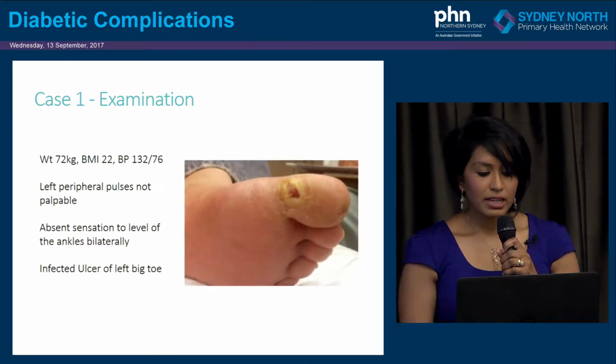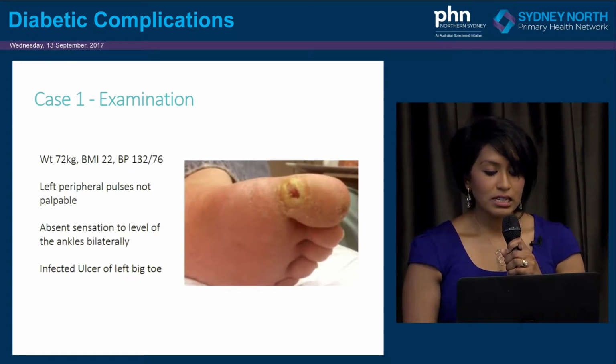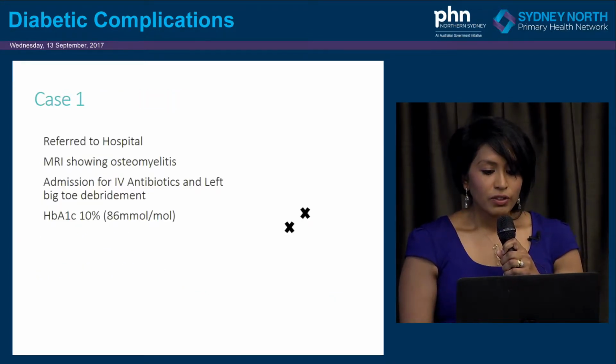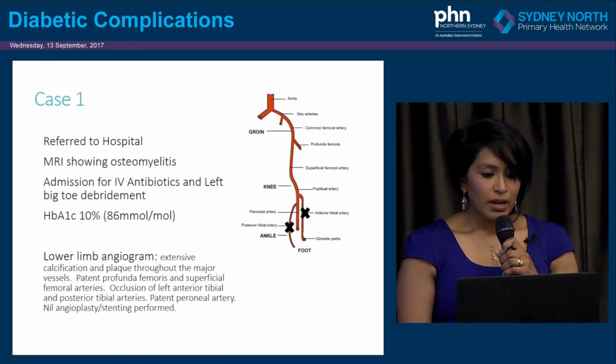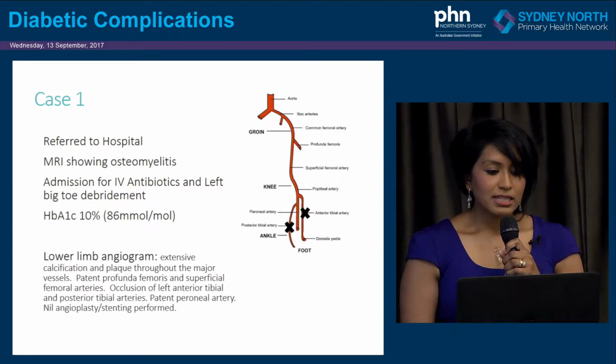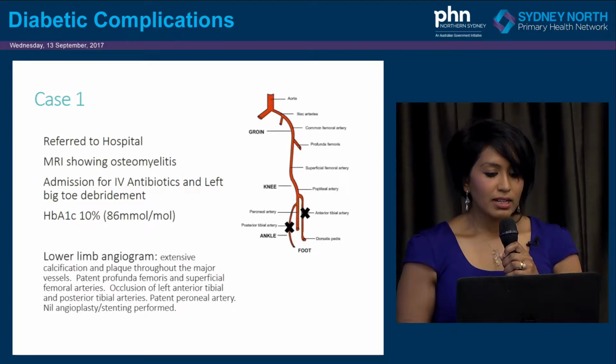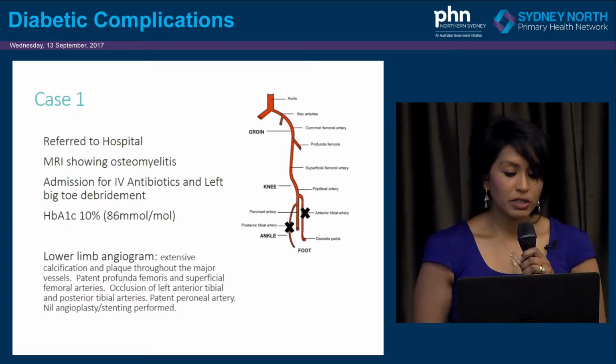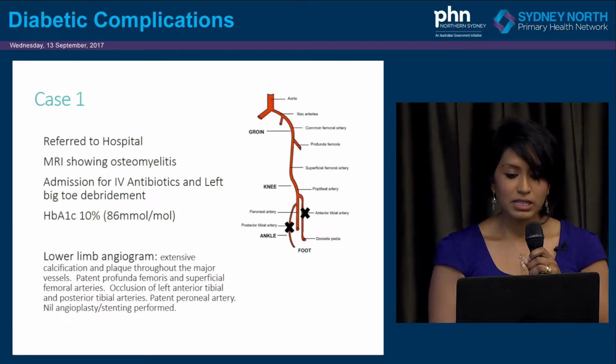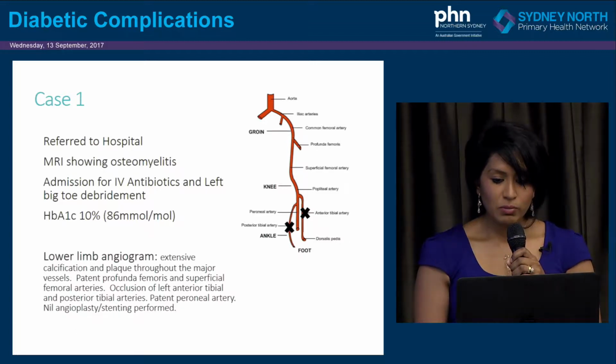And he has an infected ulcer of his left big toe. So he's referred to hospital due to concerns about osteomyelitis, and this is confirmed on MRI, and he's admitted for intravenous antibiotics and a big toe debridement. And blood tests show he's got poor glycemic control. His HbA1c is 10%, or 86 millimoles per mole.